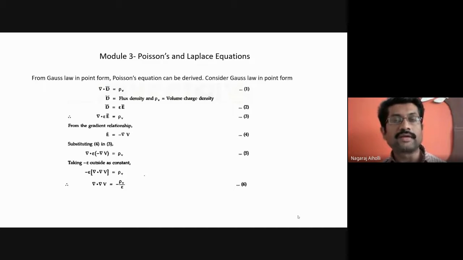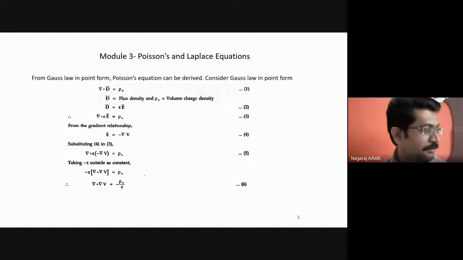Such boundary value problems can be solved mathematically. They can be solved using the equations called Poisson's and Laplace equations.